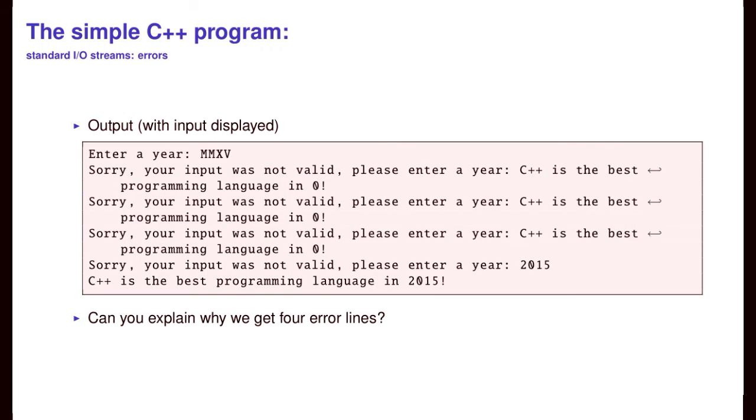And the output, if you for example were stupid enough to type the year in Roman numerals, MMXV, right, 2015 in Roman numerals, what happens if you do that? You can test it yourself and explain why that happens. You get 1, 2, 3, 4 error messages, and then essentially if you then type 2015 after those error messages, you get sensible output. So can you explain why there's 4 rather than 1 error message? There's clearly only one set of incorrect input. Think about it. We may discuss that later on.